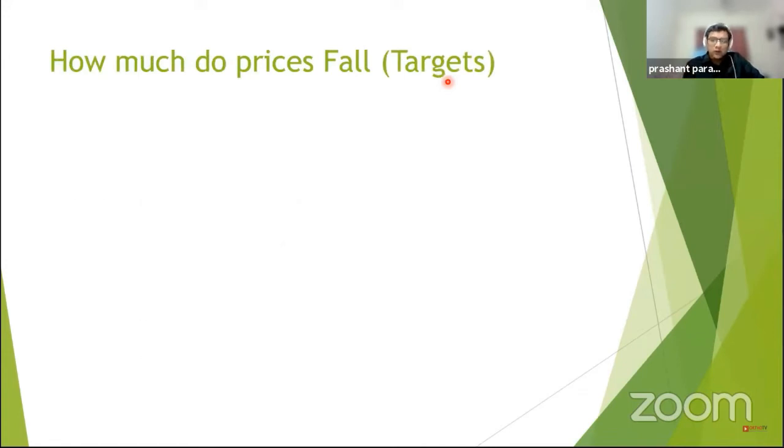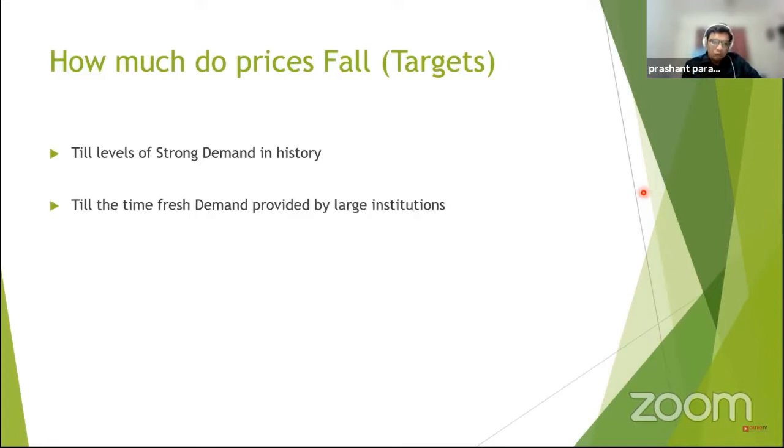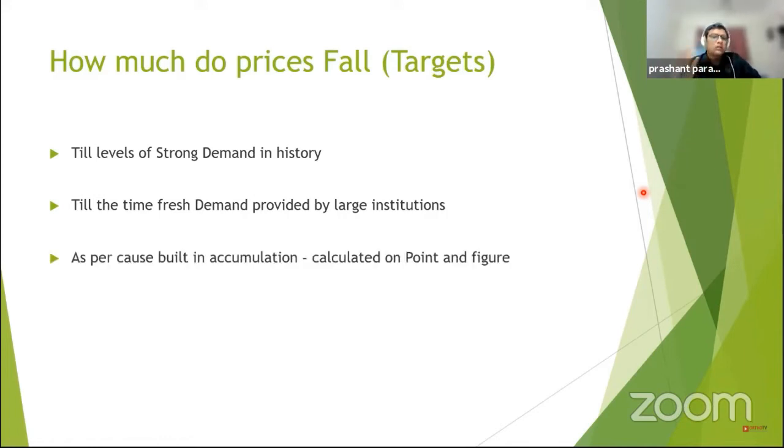How much do prices fall? Similar to the rise, there are targets for fall also. Prices can fall till the level of strong demand in history, or till the time fresh demand is provided by large institutions. Sometimes there are no demand areas, and institutions come to know that this particular stock is very good at this valuation, and they start buying immediately. So there is fresh demand at an unexpected level, and that can be the final target. Then they go down till the targets of distribution are completed.